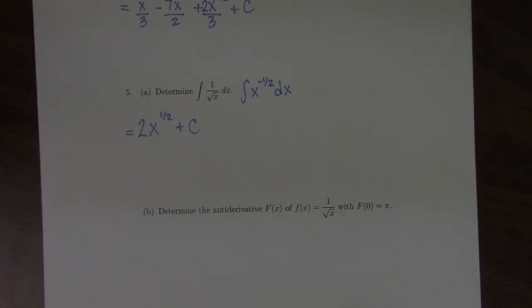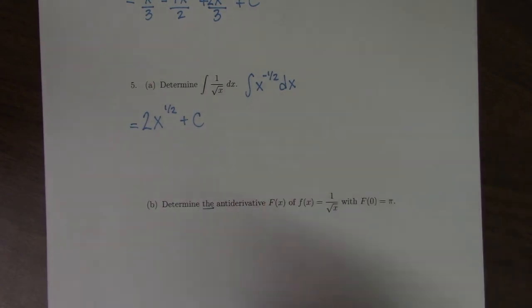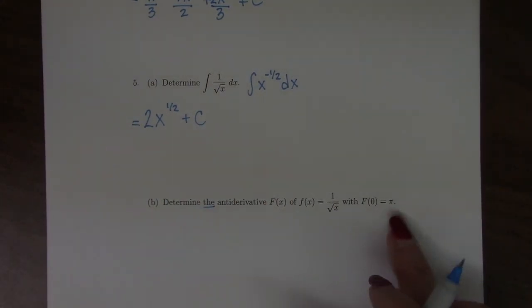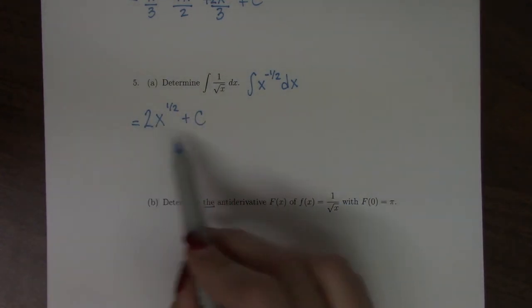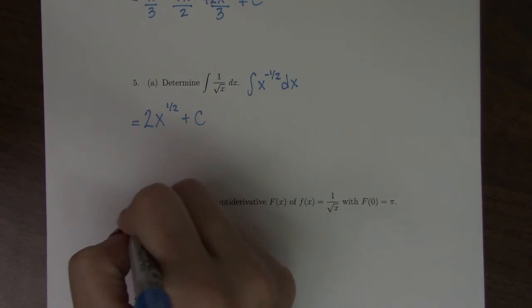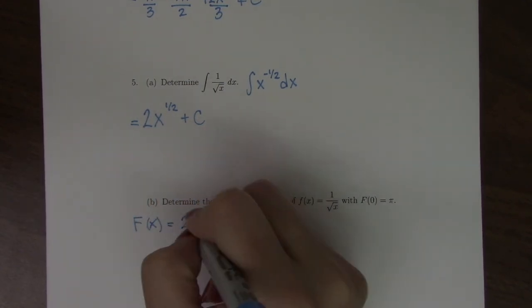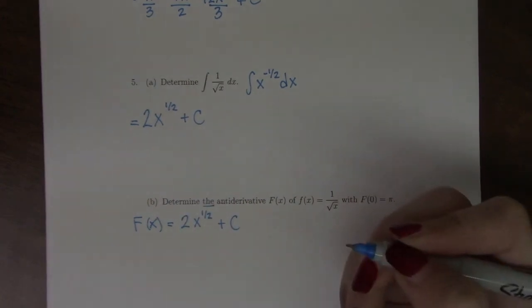Part B says determine the antiderivative, so we want the unique solution if f of 0 equals pi. Well, I already know the antiderivative. I've already calculated it in part A. So f of x is 2x to the 1/2 plus c.